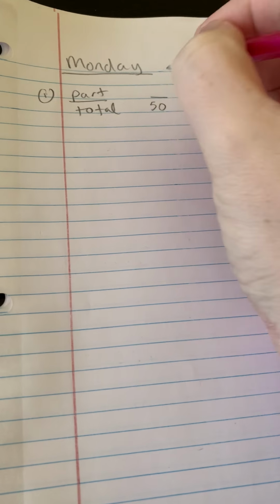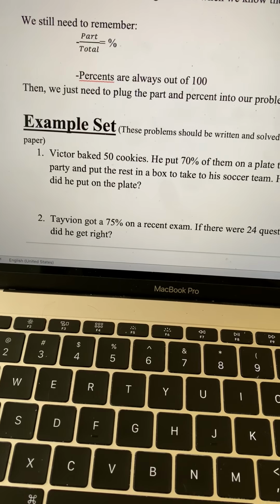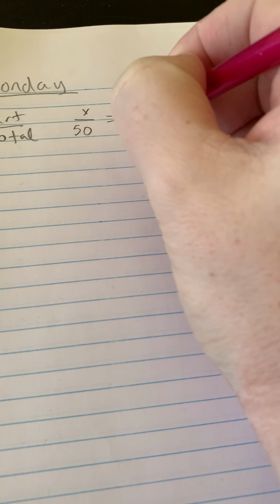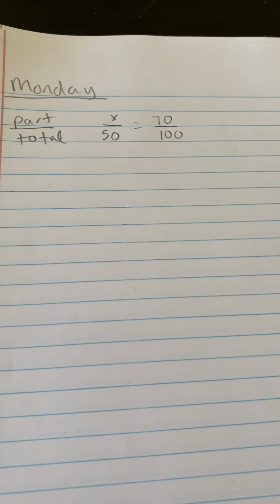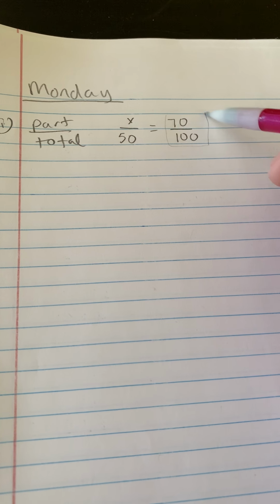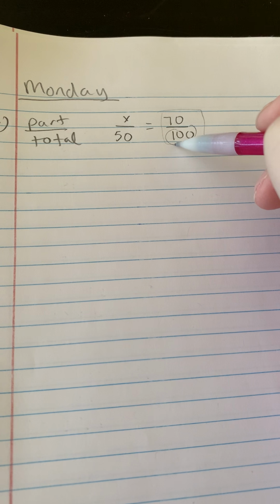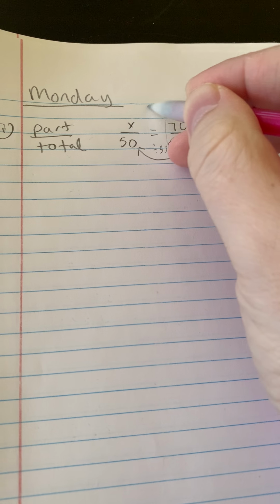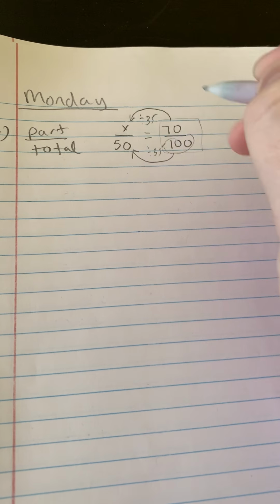So we know that when we're writing our work out, when we have part over total, what's different today from last week is we know the total. We know the total was 50 cookies. We don't know the part. We don't know how many he put on his plate. So we're going to leave that as X. We do know that it was out of 100. So we're going to set up our ratio like that. As always, just like last time, we're going to start on the bottom because it has both numbers. What do I do to 100 to get to 50? I divide by 2.